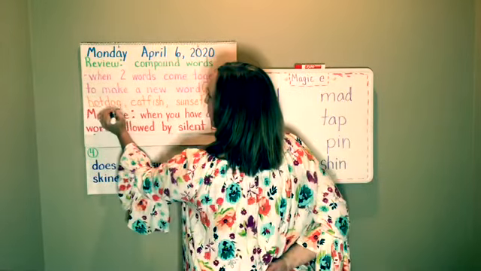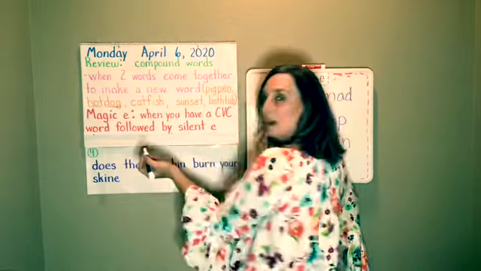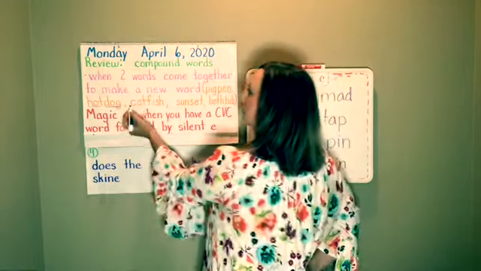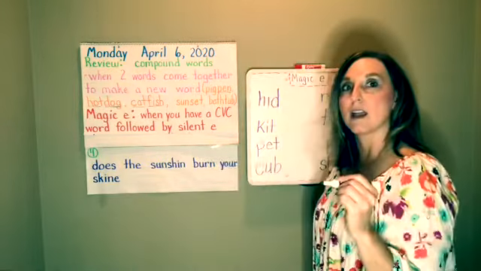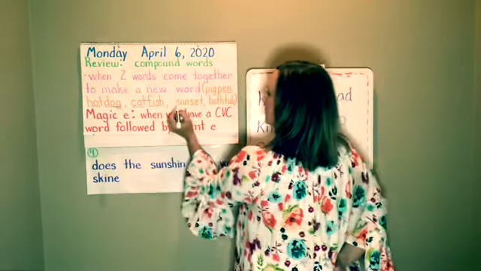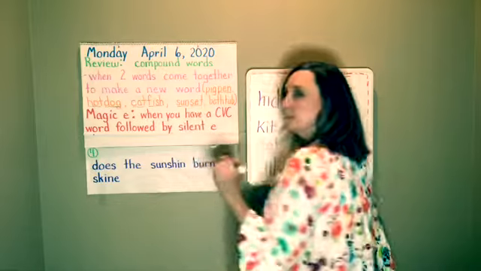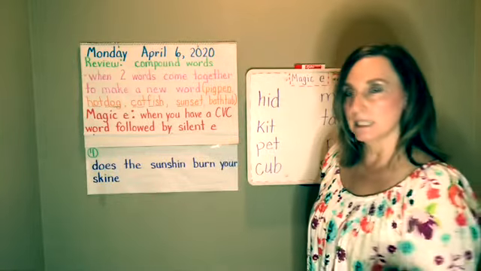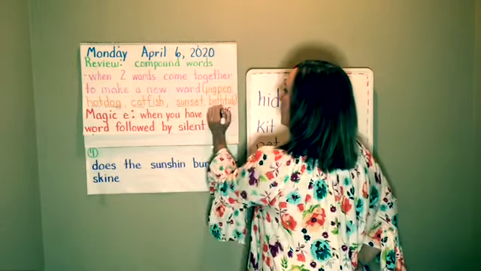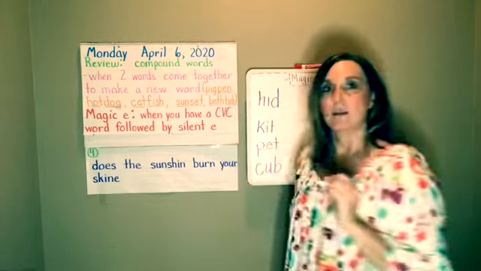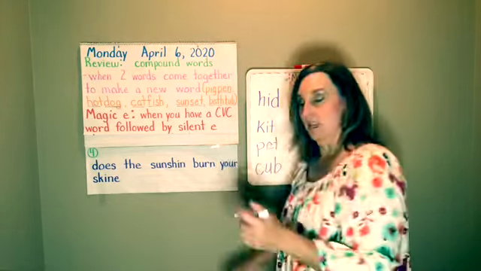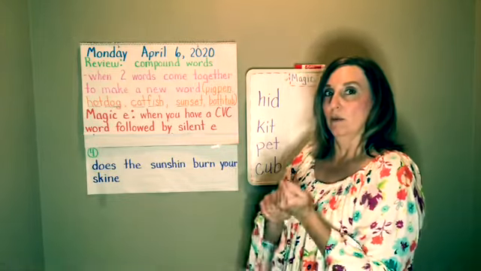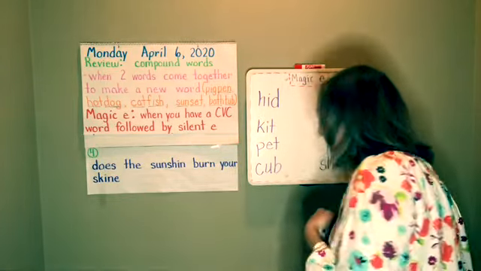Hot and dog make hot dog. And then cat and fish make the word catfish. Sun and set make the word sunset. And then bath and tub make the word bathtub. Very good. All right, today we're going to be going over the magic E.